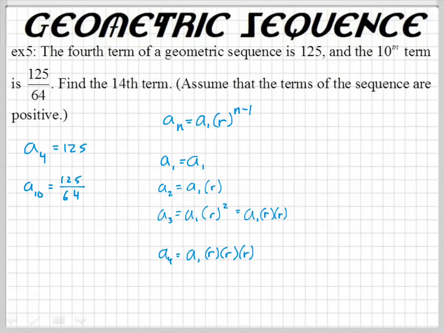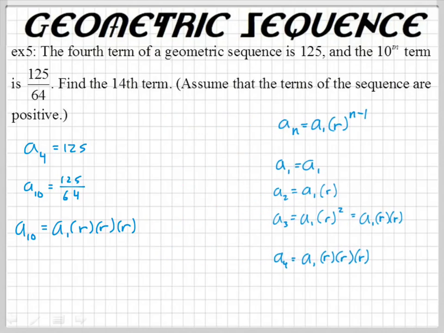Okay, so let's look at the terms that we have and see if we can figure this out. We know that to get the fourth term, we're going to multiply the ratio 3 times to it, right? To get the 10th term, how many times would we multiply the ratio to it? 9 times? So this is one way you can write the 10th term: a sub 10 equals the first term times r times r times r, how many times? 9 times. Okay, I'm going to move this over.